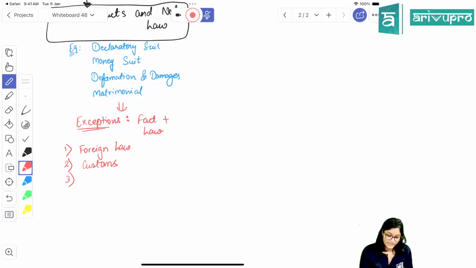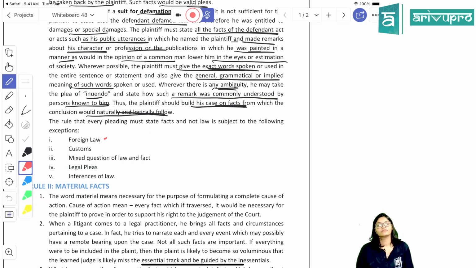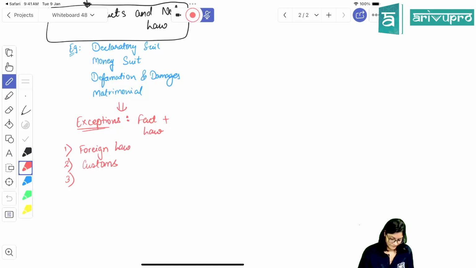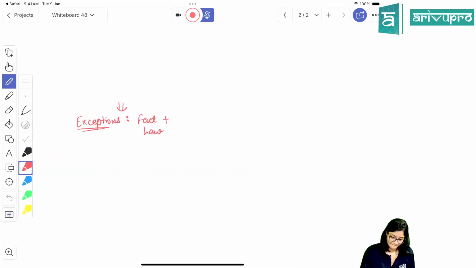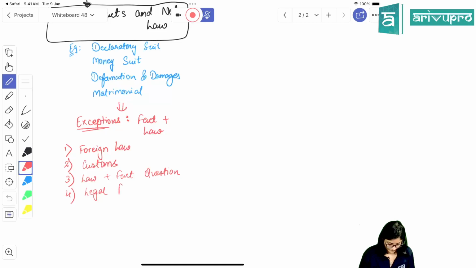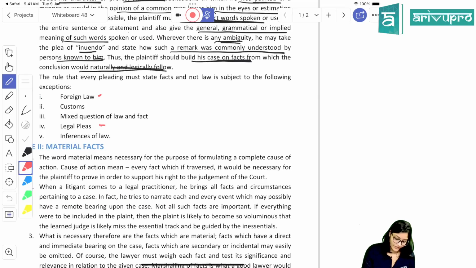Third, if any matter involves fact and also law, where our question itself is on law, we are confused about law also, right? So mixed question of law and fact. Fourth one, legal pleas, where the dispute itself is the legality of law, whether this law is applicable on me. That is the only question. If the question itself is on law, you have to mention what the dispute is, right? And the fifth one, what is the fifth one? Inferences of law.